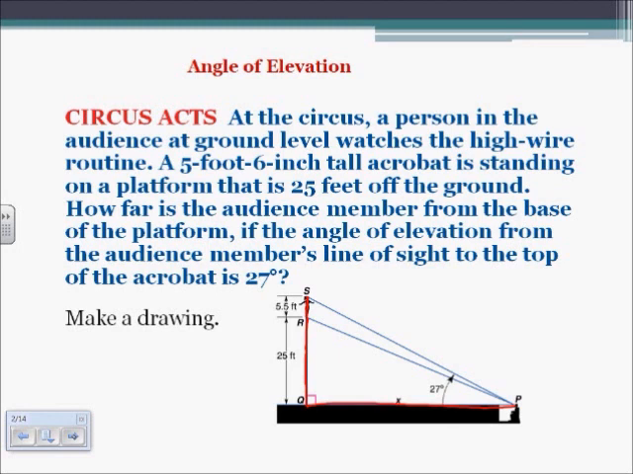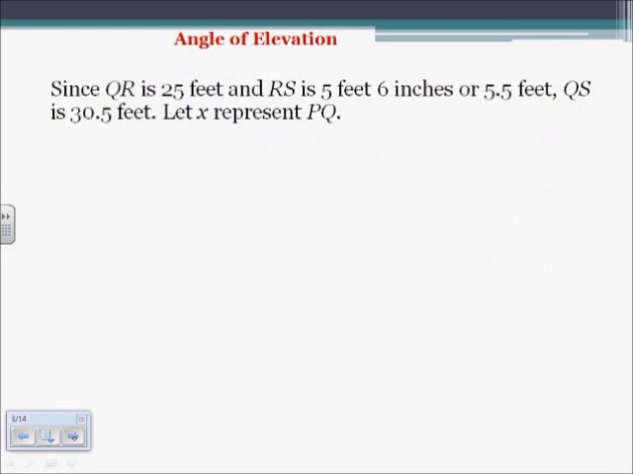And the line of sight from the audience member to the top of the acrobat is 27 degrees. So using that information, we will apply some trig functions to solve. Since QR is 25 feet and RS is 5.6 inches or 5.5 feet, QS is 30.5 feet, and we'll let x represent PQ, which is from the picture as well.